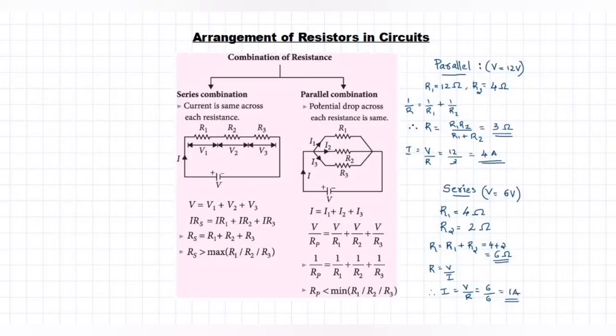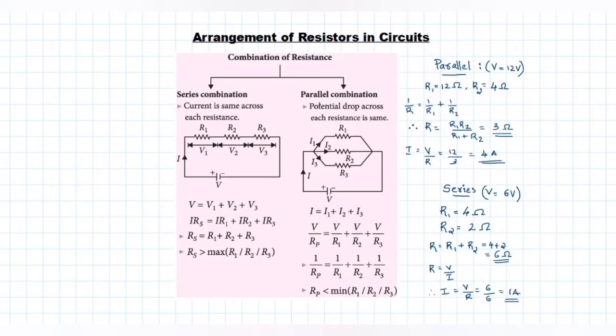Welcome to the new lecture. Today we are going to learn about arrangement of resistors in circuits. So we know that there are two types of combinations of resistance available. First one is series combination and second one is parallel combination. In series combination, in an electrical circuit, the components are arranged in a line, that is called a series combination.